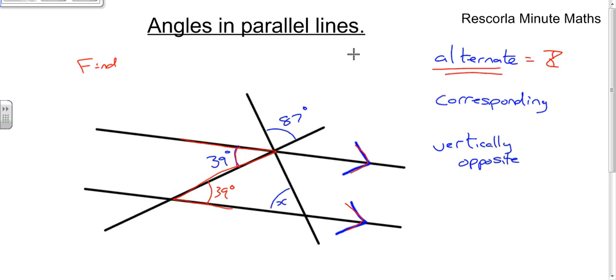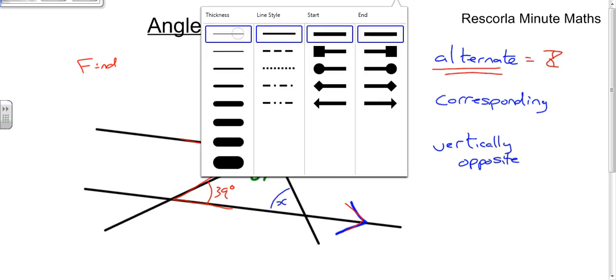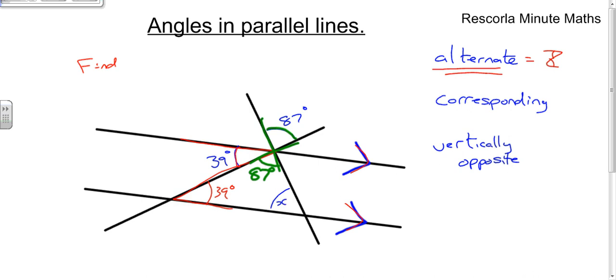Now, if we've got an X here, let's use green. If we've got an X here, then this angle is going to be the same as this angle. So that's going to be 87 degrees. Now, usually, if we write in 87 degrees as this one here, we've got to justify why. And that's because these two are vertically opposite. So that is an X angle.